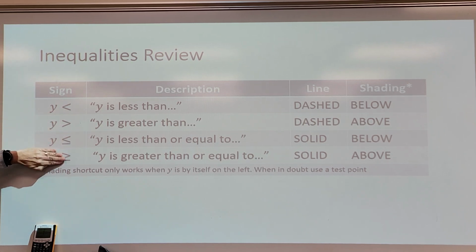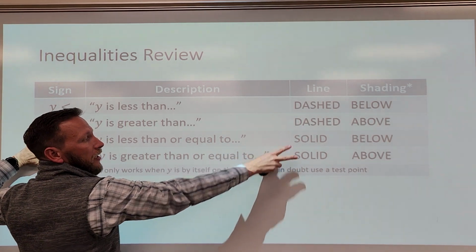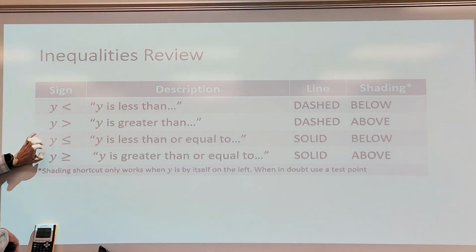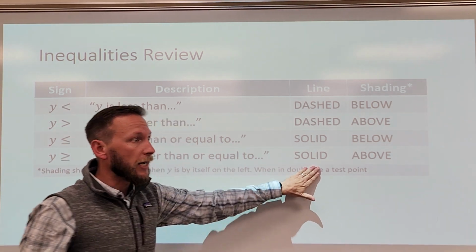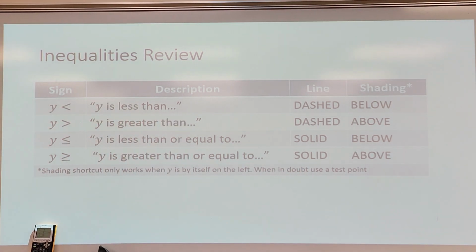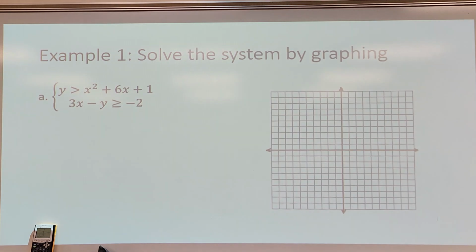Less than or equal to, greater than or equal to. These would be a solid line, a boundary that we would draw. And we would shade below for y is less than or equal to, above for y is greater than or equal to. So we want to make sure we do a great job with that. But just a reminder, when in doubt, use a test point. Plug in the x comma y and see if it makes the inequality true.